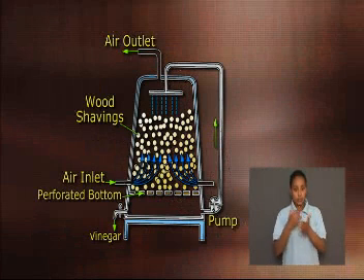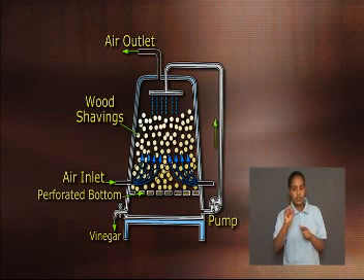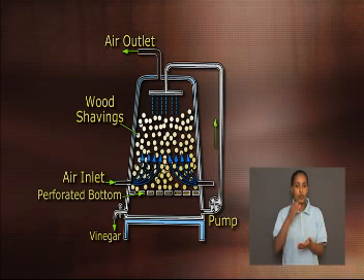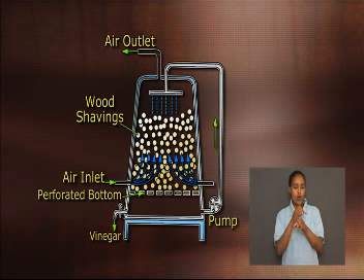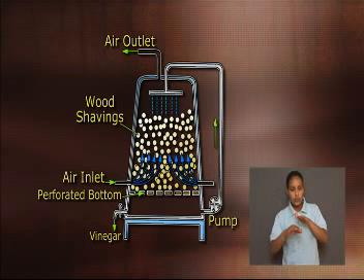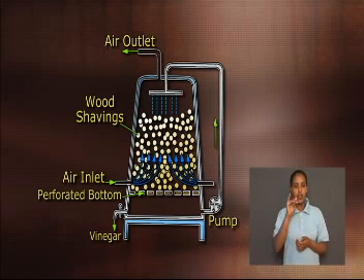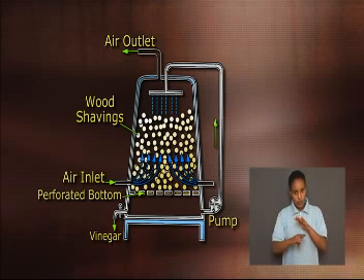This process is done in large wooden vats that have perforated bottoms. The vats are packed with wood shavings that have been moistened with old vinegar. Ethanol solution is poured into the top of the vat, and it slowly trickles down to the perforated bottom. Air is pumped into the lower portion of the vat, as you can see in this image.